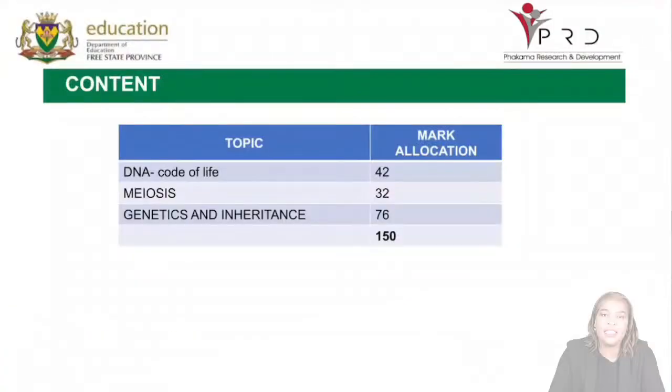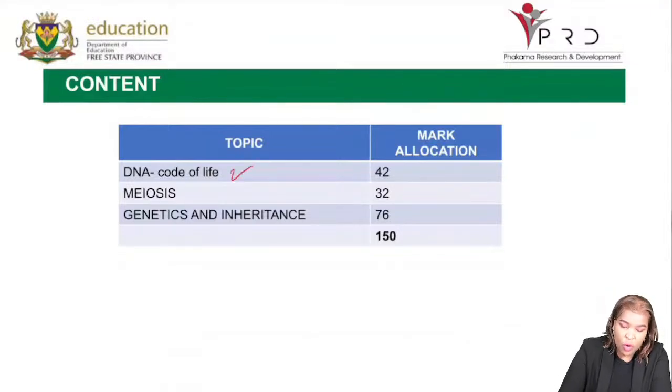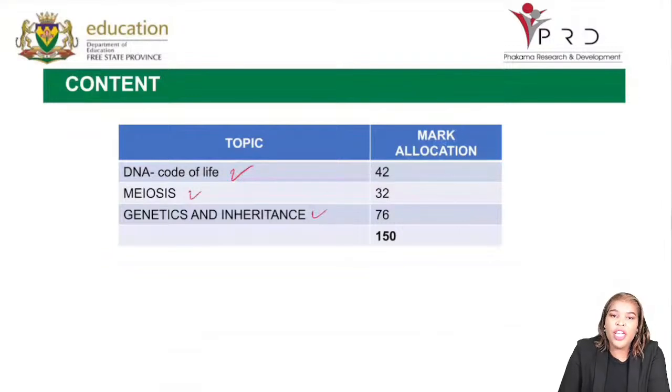Right. So the content that you need to cover for Monday's paper 2 are the DNA, code of life, meiosis, and genetics and inheritance. On your right there, it shows you how many marks are going to be allocated for each topic. So for DNA, code of life, you are going to expect 42 marks out of the entire paper from the various questions that you will be getting. And then for meiosis, you are going to write out of 32. For genetics and inheritance, you are going to write out of 76. So in total, you are going to be writing a paper out of 150.